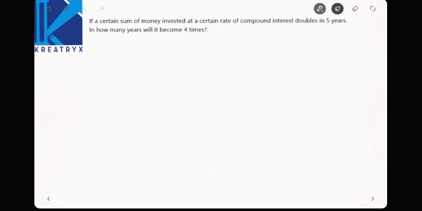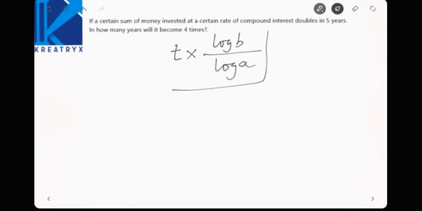Now let us consider a logarithmic shortcut. Okay, now see here, see the formula here. T is taken as time period, T into log B by log A. If you use this formula, then that is an easy way to calculate this question. Now see here, what is the time period given there?